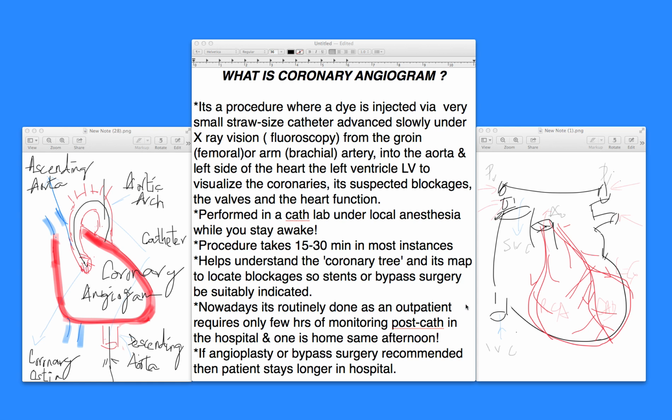Now, if they recommend a transluminal angioplasty, which is called PTCA or PCI now, percutaneous coronary intervention, which involves a stent, or they recommend bypass surgery, then you continue to stay in the hospital for a day or two for the PCI, and of course for the bypass, maybe 5 to 7 days. But even that is now becoming shorter.